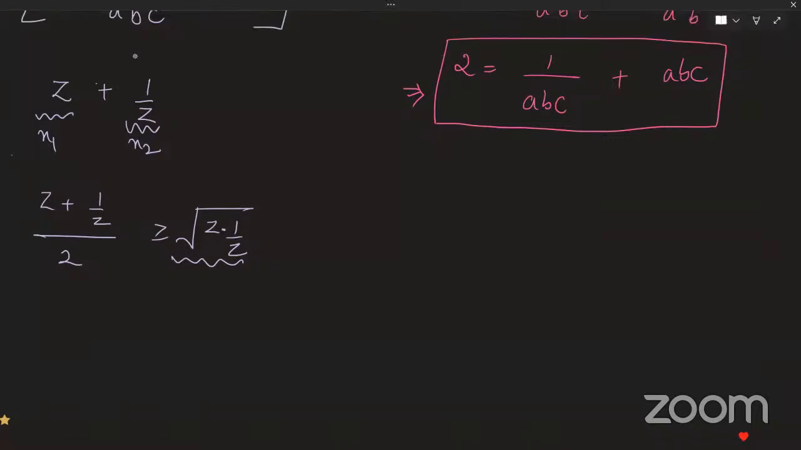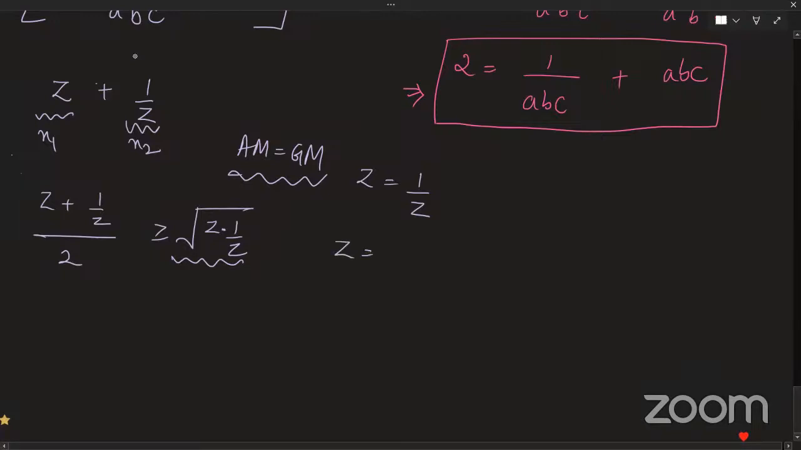And when is that possible? When does that happen? When both my observations are equal, right? When is AM equal to GM? When is my AM equal to GM? When observations x1 is equal to x2, all observations are equal. So z is equal to 1 by z. So that means my value of z is 1.